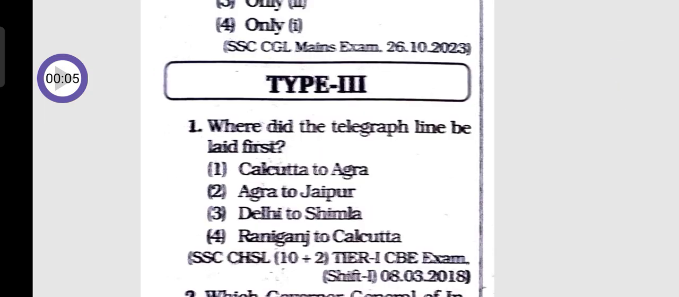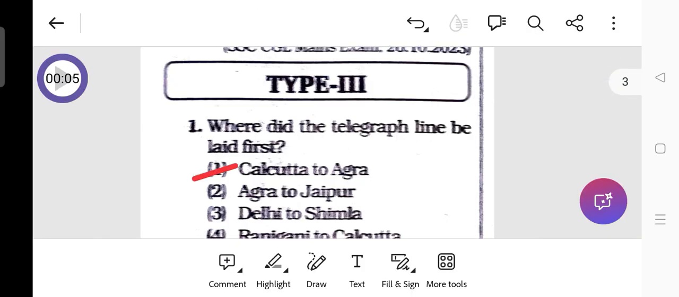So type 3, question number 1. Where was the telegraph line laid first? Option 1, Calcutta to Agra. Option 2, Agra to Jaipur. Option 3, Delhi to Shimla. Option 4, Raniganj to Calcutta. So the answer is option 1, Calcutta to Agra.